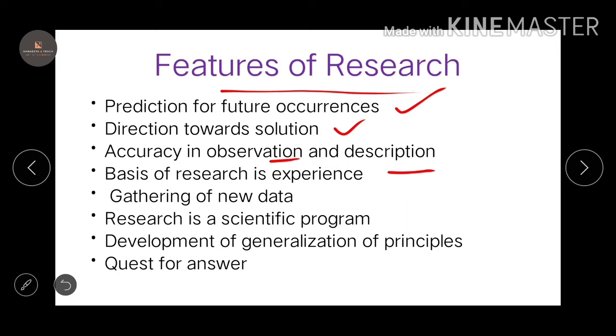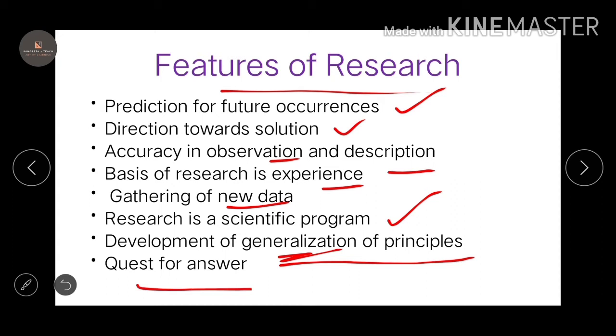Okay, basis of research. Why do you do research? You do research with an experience. You have some experience in that particular topic, and with that interest you are looking into the research, right? Gathering new data. Yes, research is all about the new data that you are collecting and analyzing, right? And research is a scientific program. Yes, I said it is in a systematic way. It is a scientific program. Yes, the development of generalization of principles. You do research which is relevant to society, and you generalize the research you are doing. You generalize that the sample you are taking is applicable to the population, right? So you are generalizing the principles.